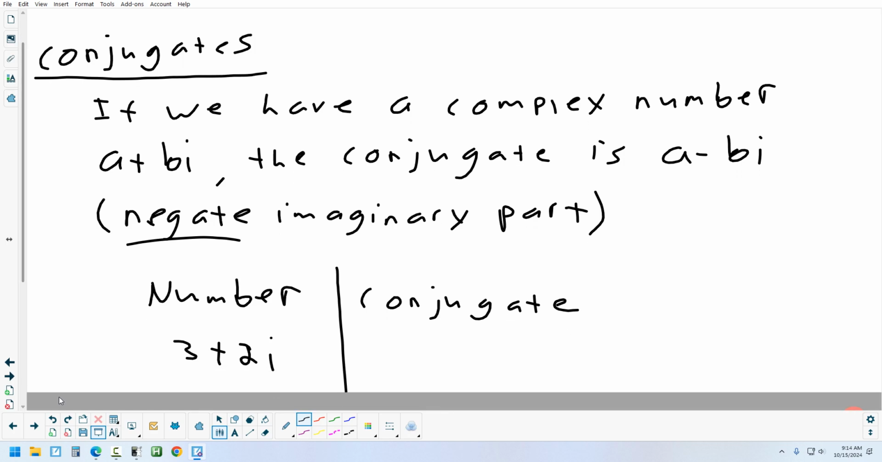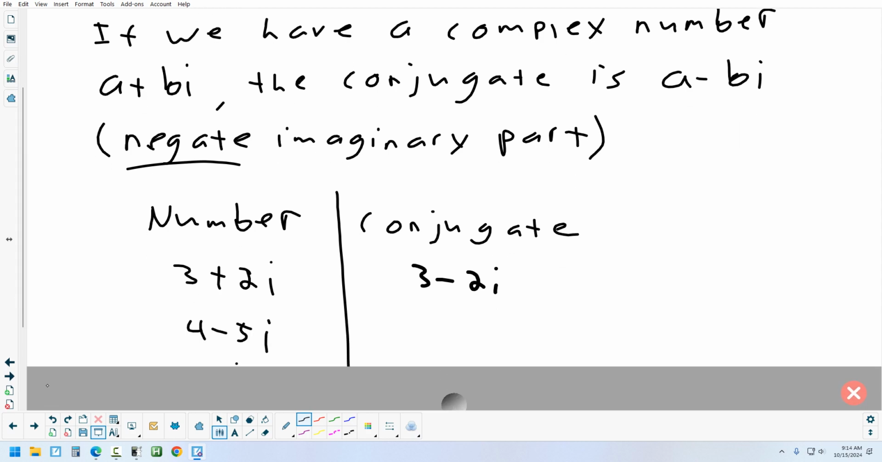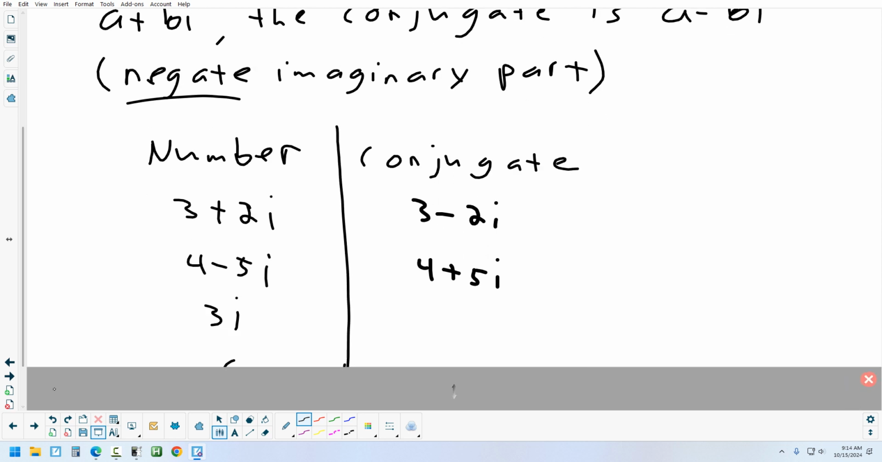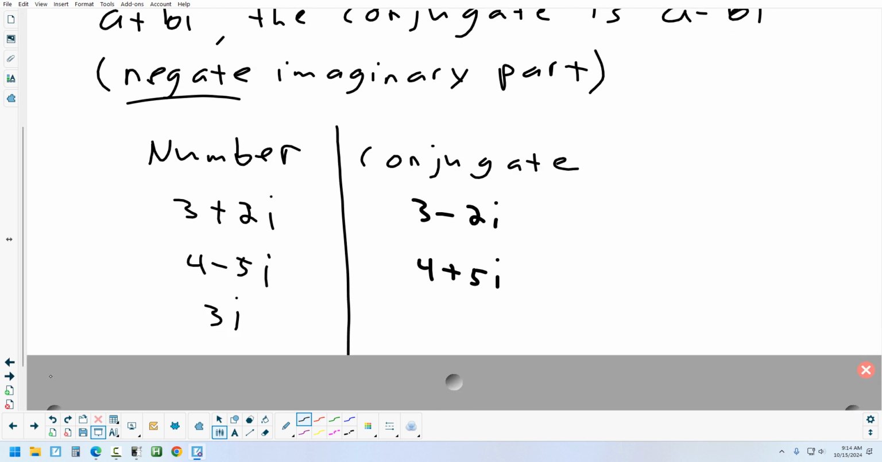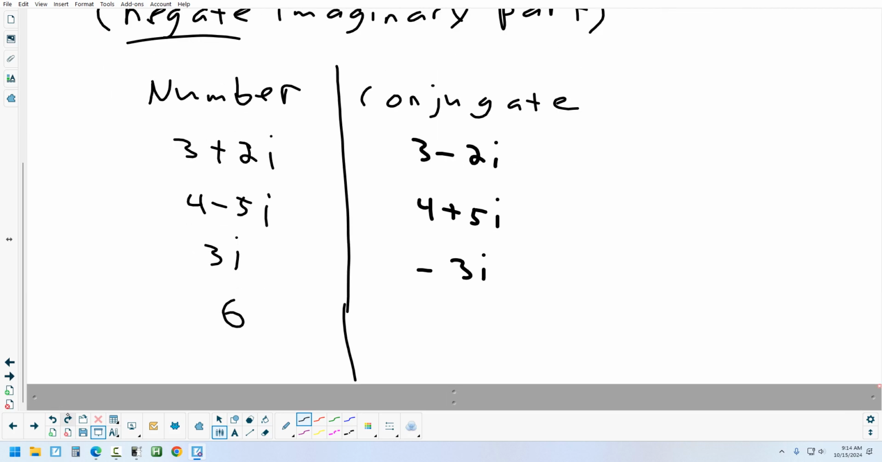So if you had 3 plus 2i, what would be the conjugate of that? 3 minus 2i. How about the conjugate of 4 minus 5i? Yep, 4 plus 5i. And what about 3i? Yeah? Negative 3i. Good. And 6.